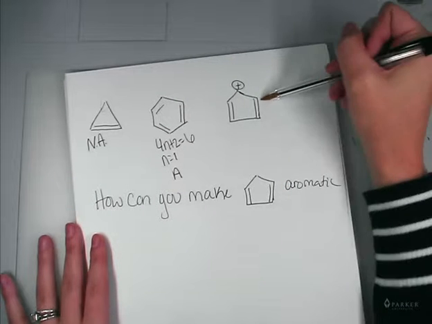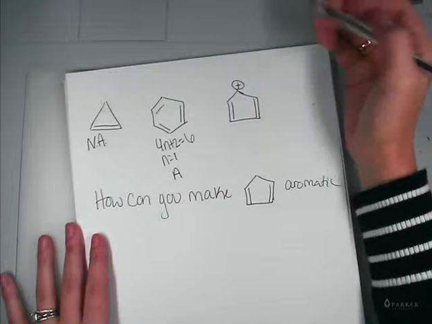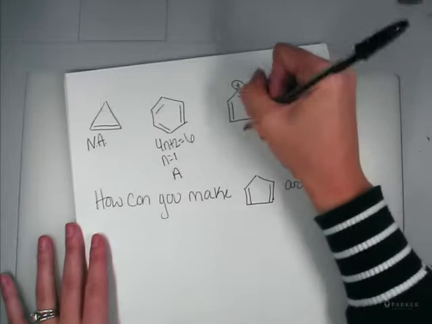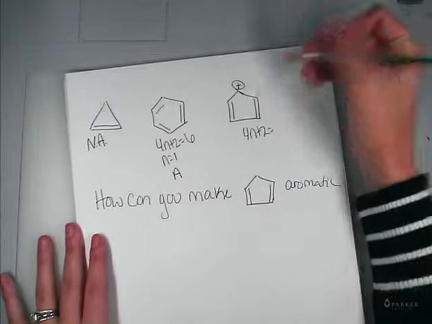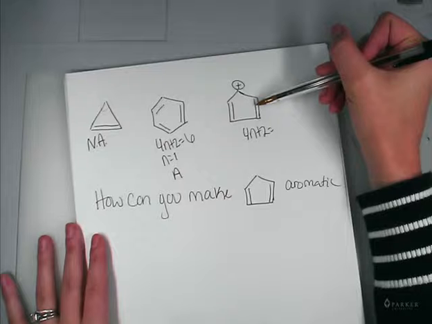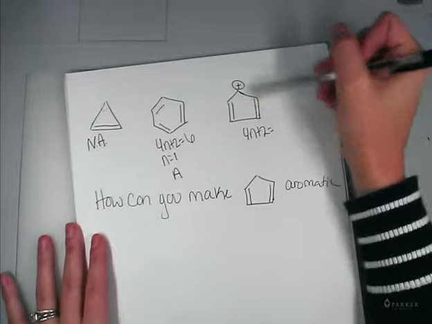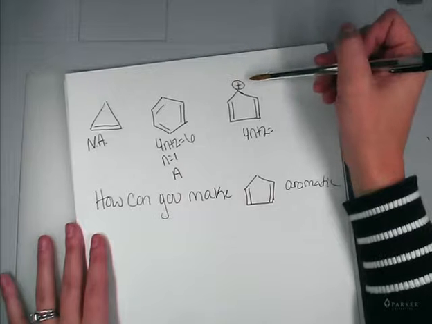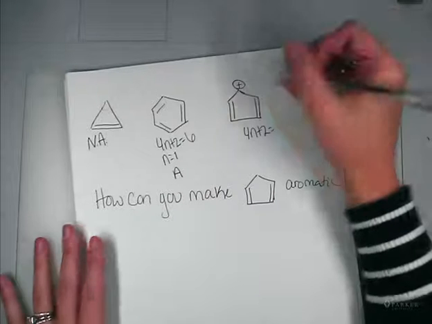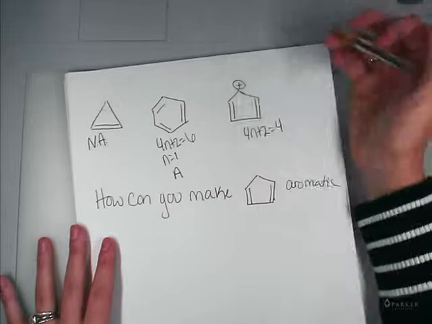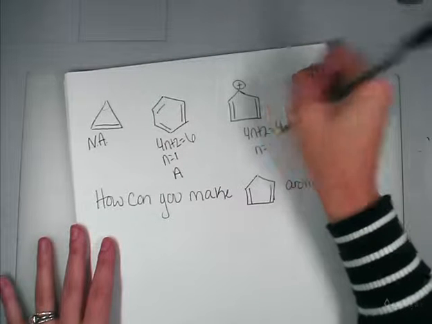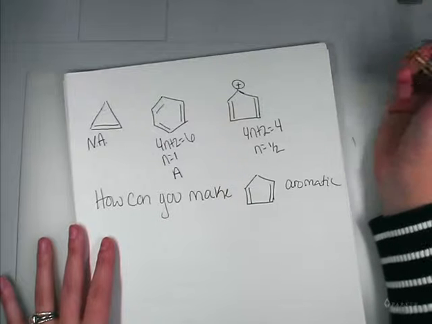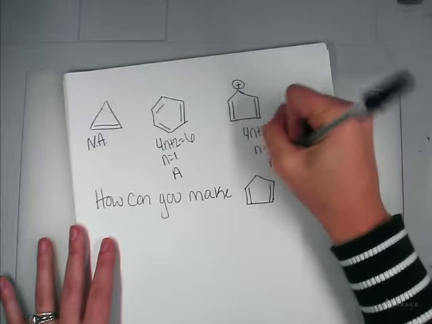What about this one here? Anti-aromatic. So you see every carbon is sp2. And if we do 4n plus 2, what is it equal to here? 4. When we do the positive, what does that count as our total? 0. So we have a total of 4 electrons there, n equals 1/2. So this would be what? Anti-aromatic.